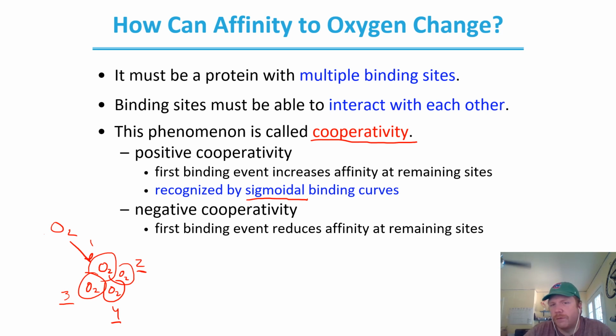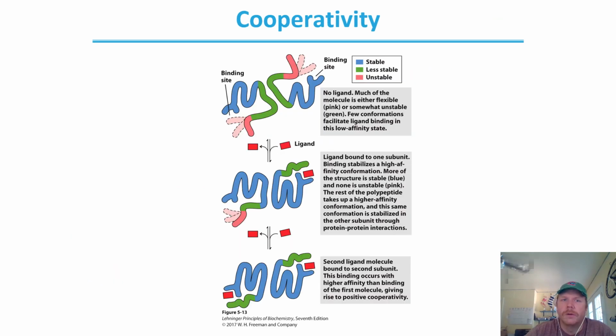So that's positive cooperativity. Negative cooperativity is the exact opposite. As soon as the first subunit binds to it, well then now all of a sudden the rest of the subunits have even less interest in binding to it. So cooperativity is kind of modeled in this way.